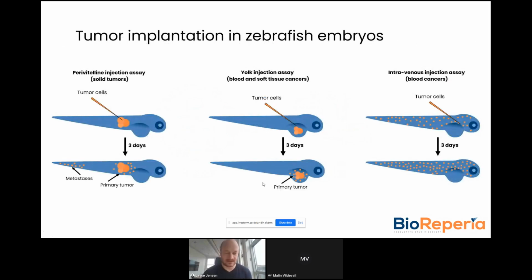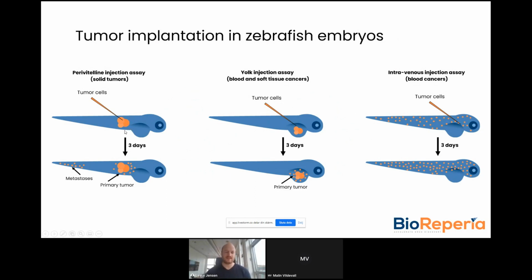However, the clinical aspects of the ZTX model system will be dealt with more in depth in the next and fifth episode of this webinar series. Tumors can be implanted in different sites in the zebrafish embryo or larvae, as it's called once it's hatched. In this talk, we are mainly focusing on subcutaneous implantation of tumors.